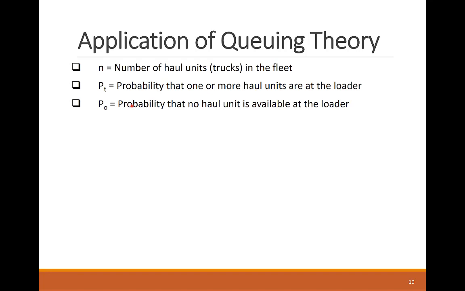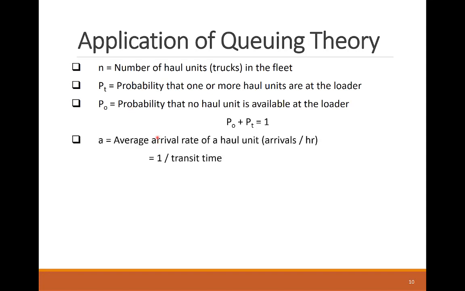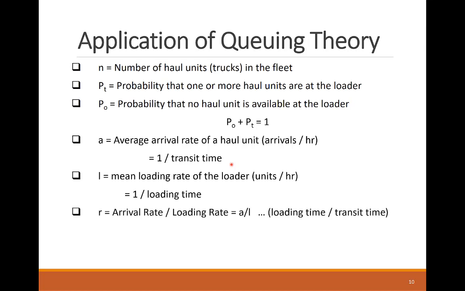at any specific time. Variable A is the average arrival rate, as the inverse of the truck transit time. Variable L is the loading rate as units per hour, which is the inverse of the loading time of the shovel or the loader. Finally, factor R is the ratio between the arrival and loading rates and equals A over L.